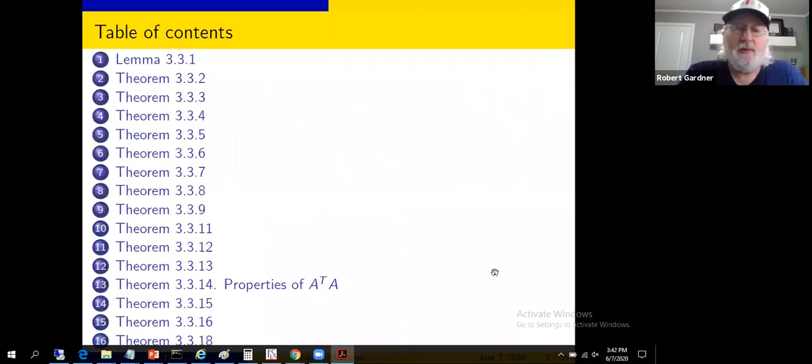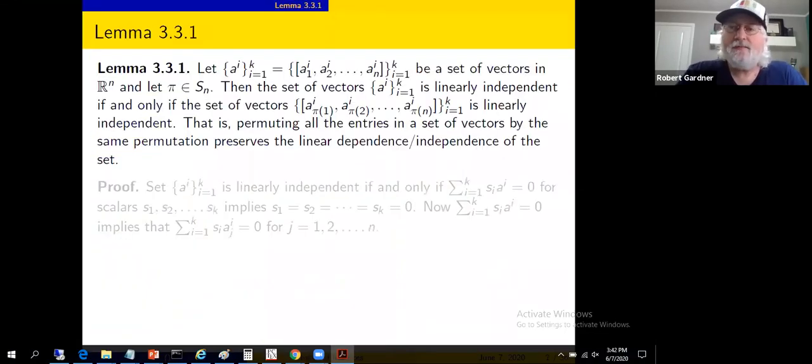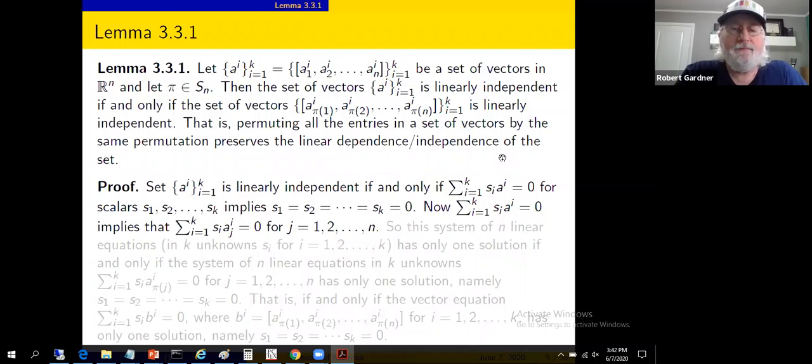Okay, there's a number of results in this section. Let's go through the first one. All right, so what we're going to do is actually reinterpret a dependence relation as a system of equations, and then say, hey, with systems of equations, you don't care what order the equations come to you in. That doesn't affect the solution to the system of equations, and that's how we're going to deal with the permutation.